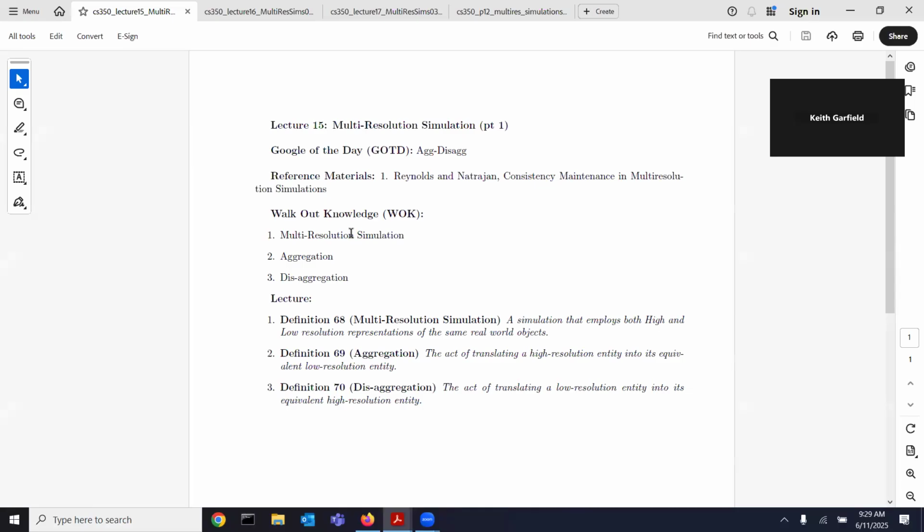Okay, so once you get into the idea that you have distributed simulations, you might be able to make the next jump to what we're going to talk about, which is multi-resolution simulations.